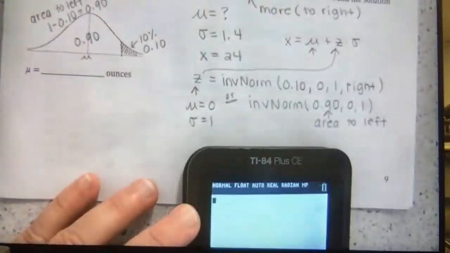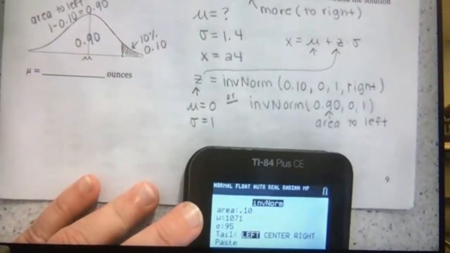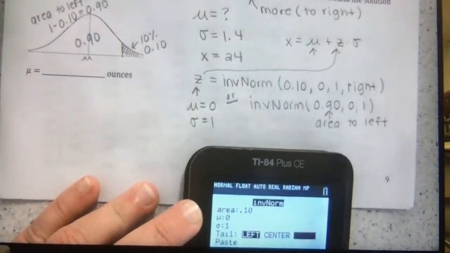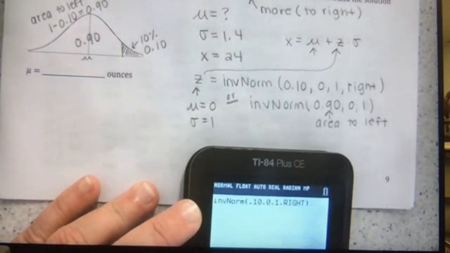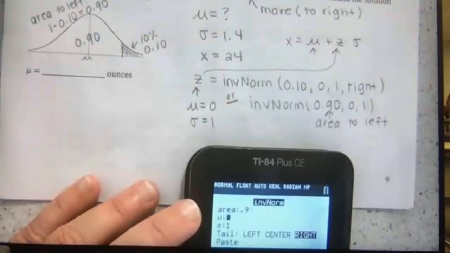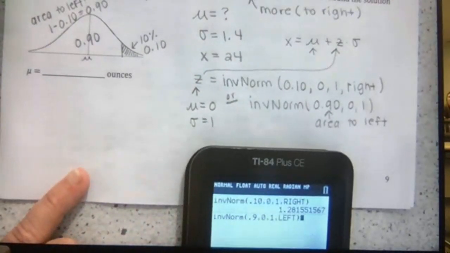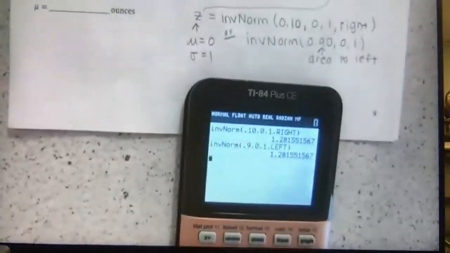So either way you do it. Second bars, inverse norm. If I have the option of the right, my area is 0.10, mu is 0, standard deviation is 1, area to the right. Same thing if you have second bars. If you don't have the option for the right, I can plug in 0.90 for my area, 0 and 1, and that's area to the left. Notice it gives me the same answer.